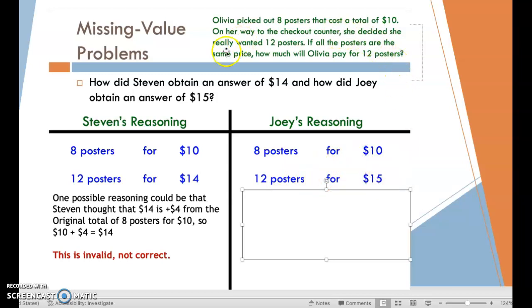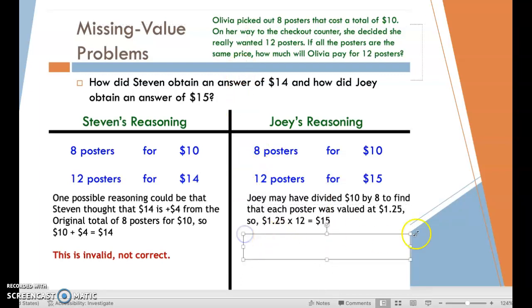Now, if we come back up to the word problem, there's some key language here, and it's right at the end. If all the posters are the same price, how much will Olivia pay for 12 posters? So, Joey may have divided 10 by 8 to find that each poster was valued at $1.25, because we know that all the posters are the same price. So $1.25 times her new desired quantity of 12 equals $15. And this is valid and correct.